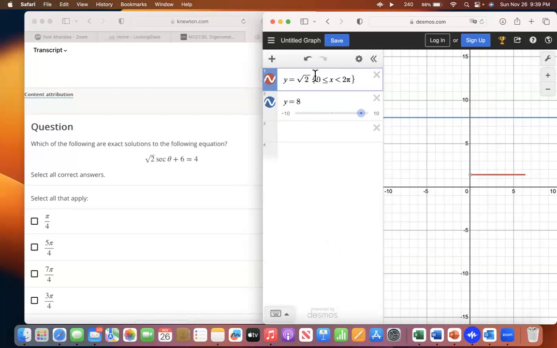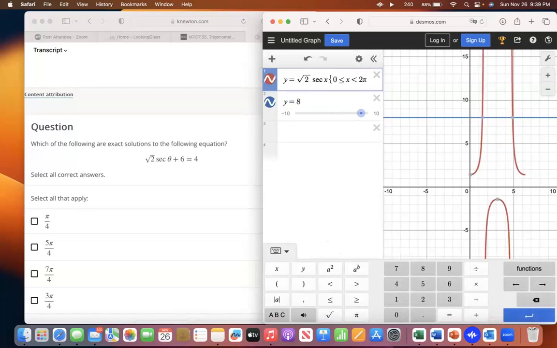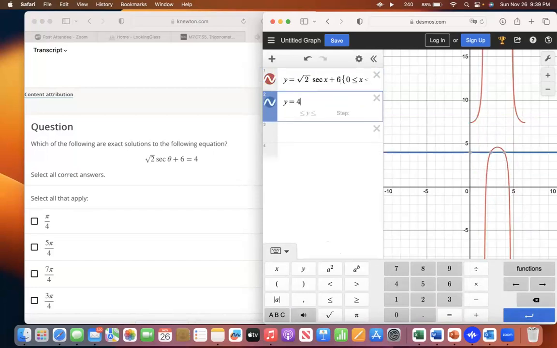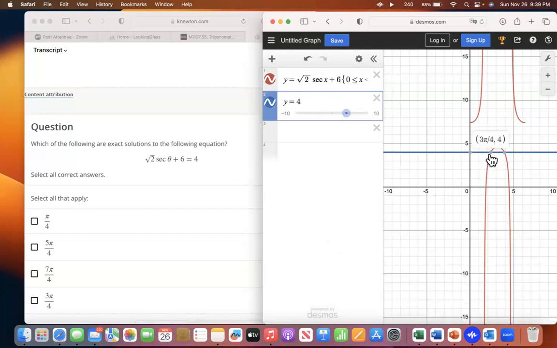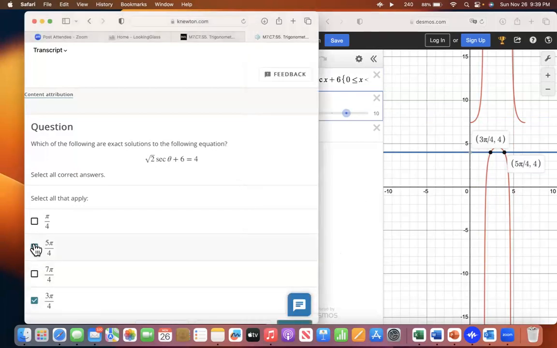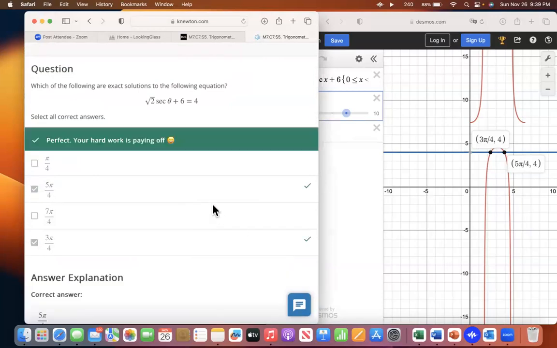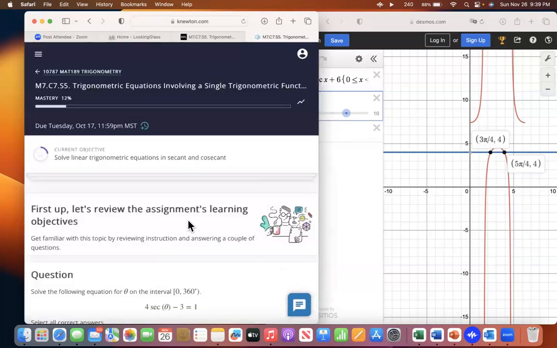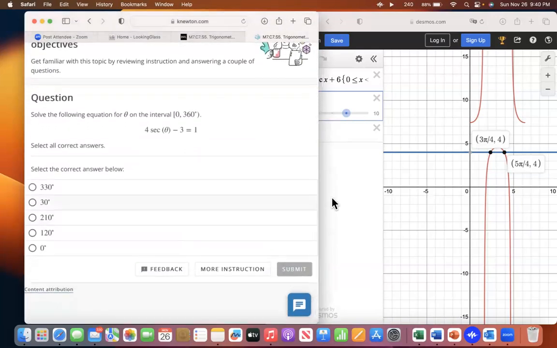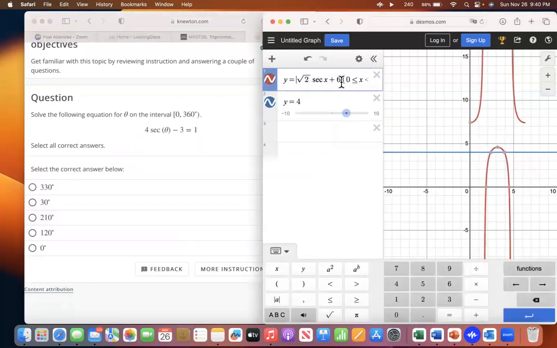Yeah. 2 secant x plus 6. Good. Pi over 4 and 5 pi over 4. Keep doing what we're doing. I'll help you convert the answers. There'll only be one here. 4 secant. Do I still have to put the x in parentheses or no? Do not.